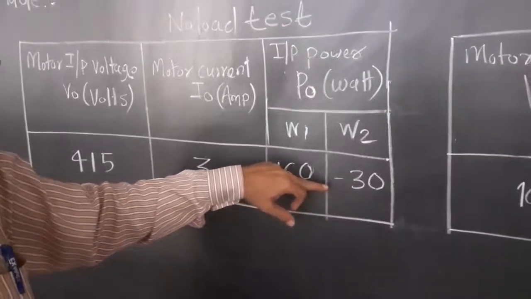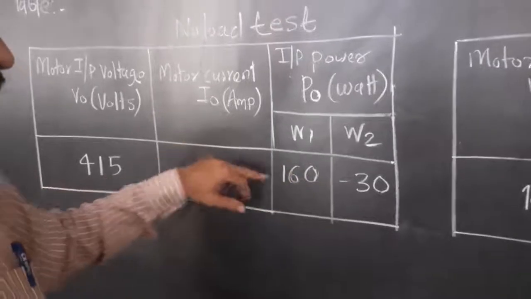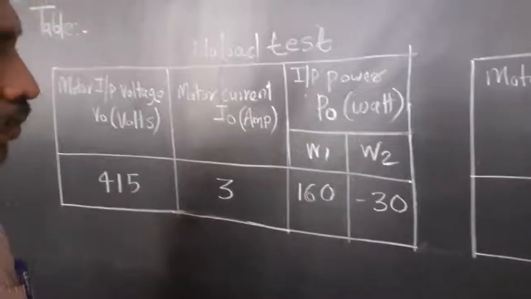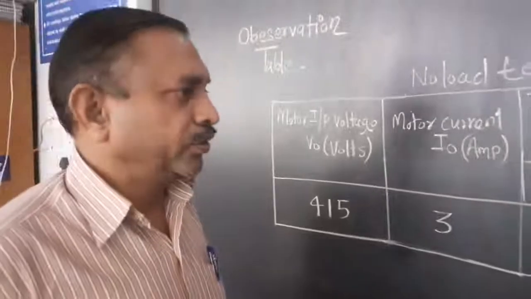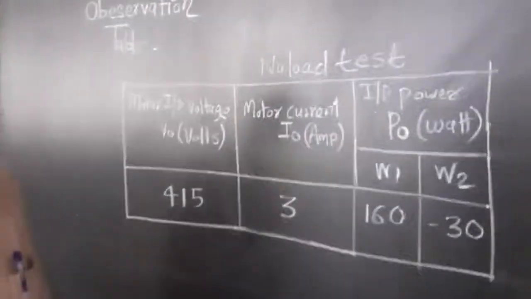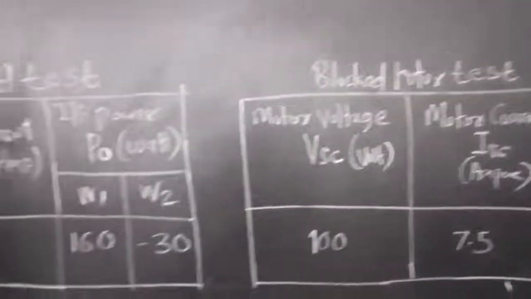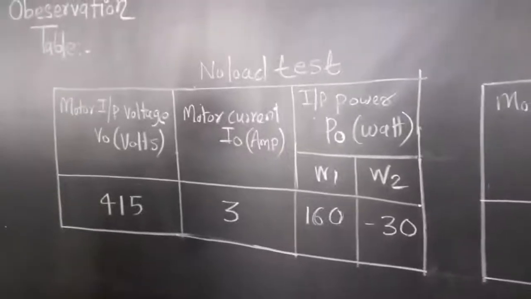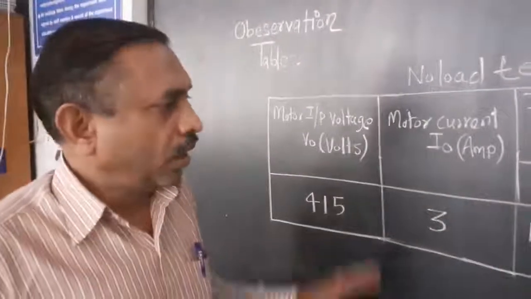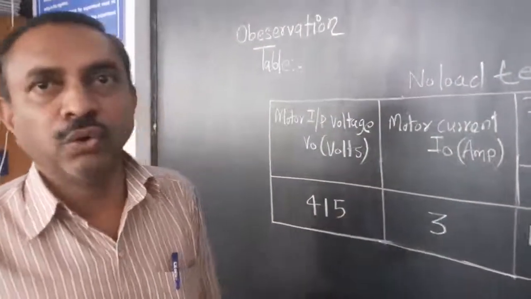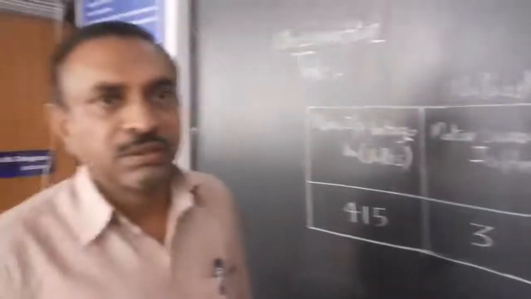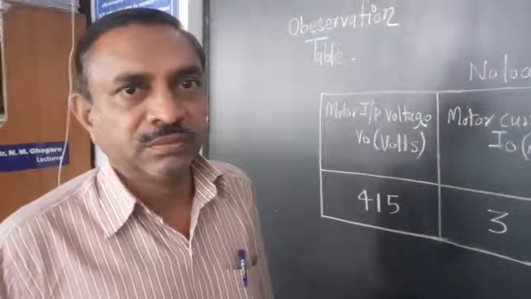Now as per our manual, we can calculate the values of the magnetizing current, R0, X0, and from the block rotor test we can calculate R01, X01 and Z01. With this I am sure that you got the basic understanding of how to take the readings during the no load and block rotor test. Thank you.